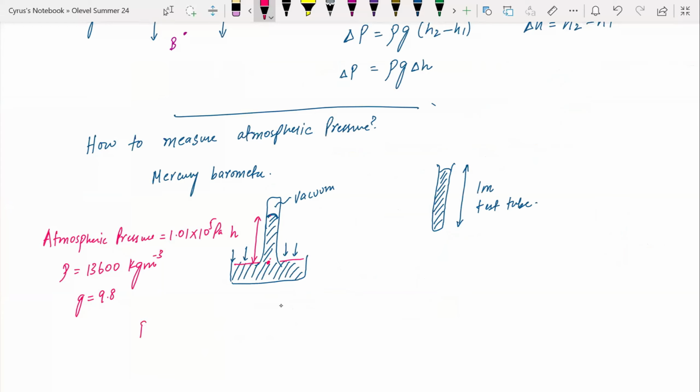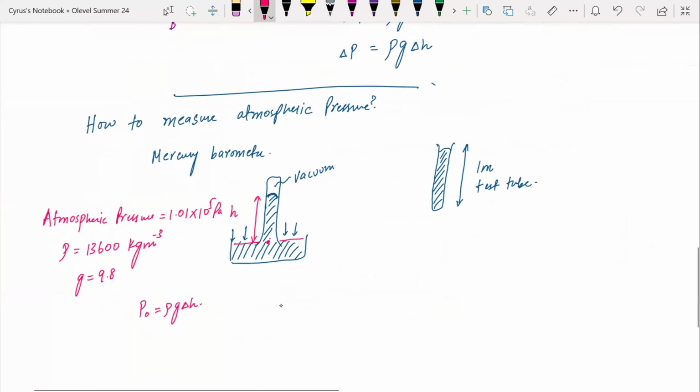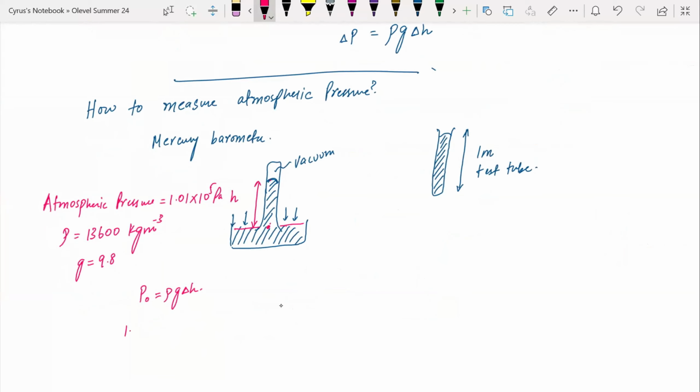आप इसको put कर सकते हैं P naught is equal to rho G delta H. And you know that the P naught here is 1.01 into 10 raised to power 5. Density is 13,600. G is 9.8. And once you put delta H here, this height becomes 0.757, which is approximately equal to 0.76 meters. Okay. So this height that we have is 0.76 meter of mercury. Ag is the symbol for mercury, right?